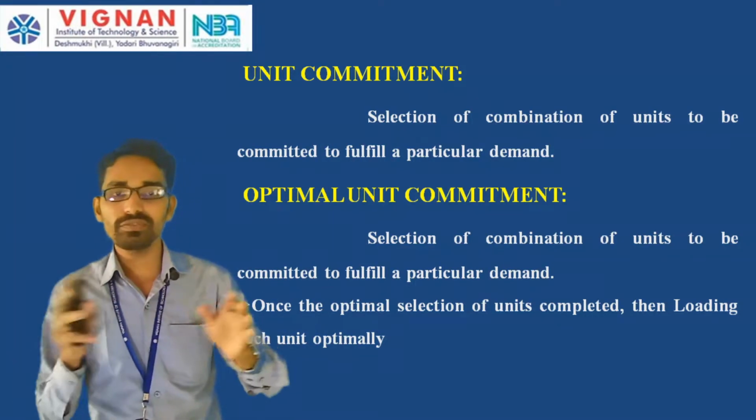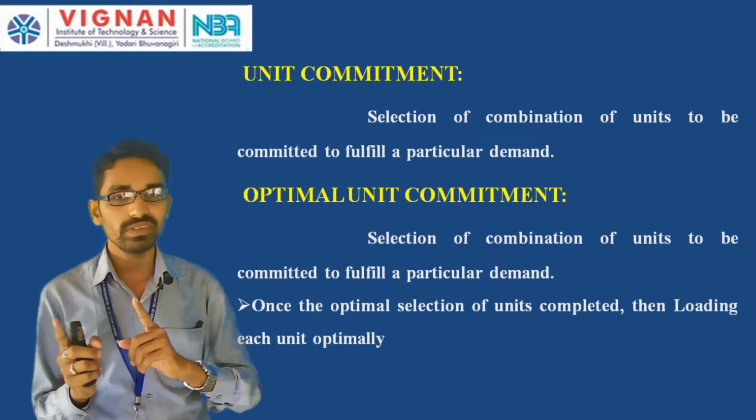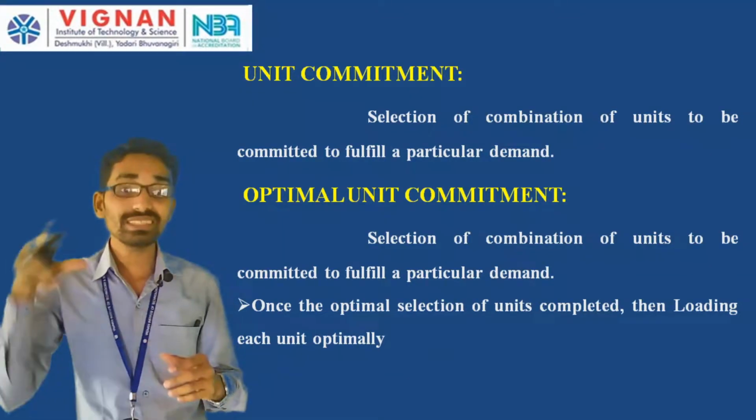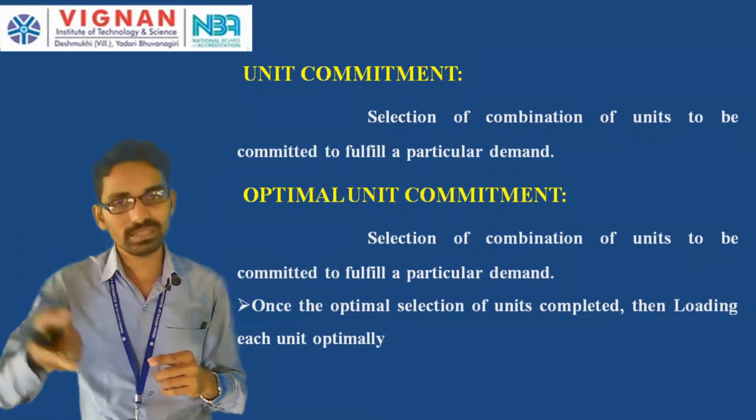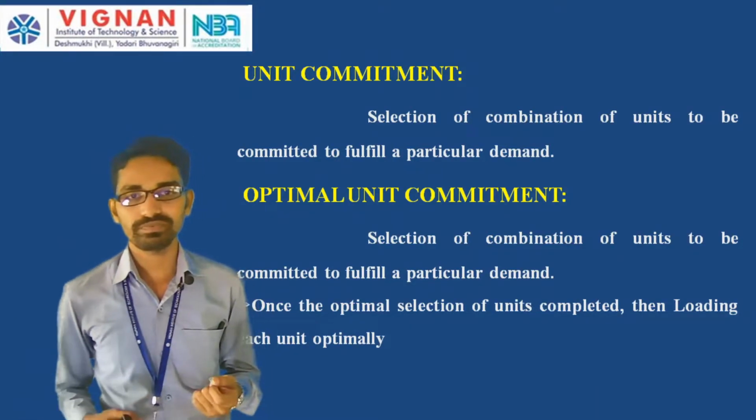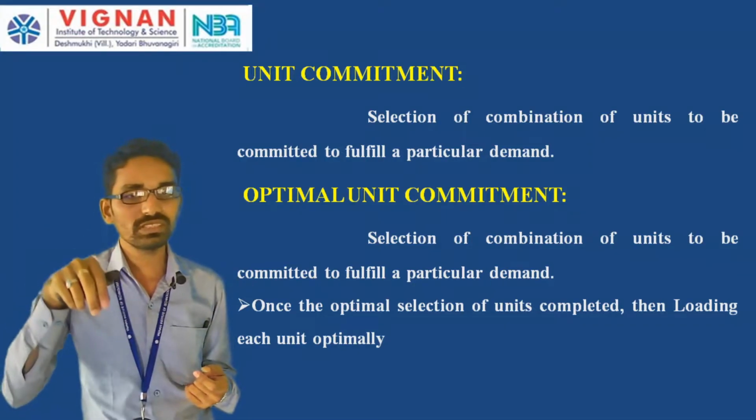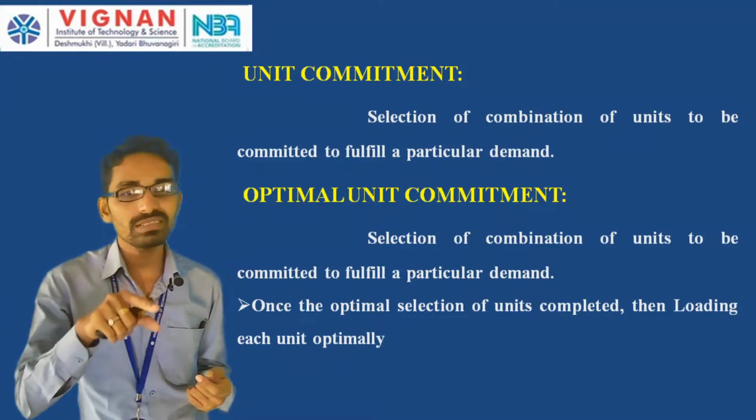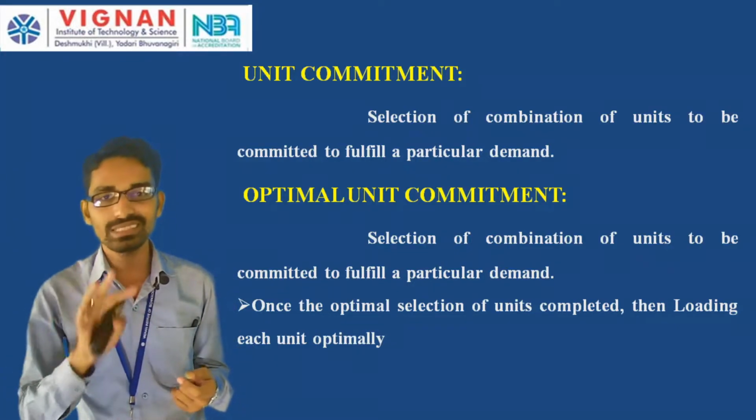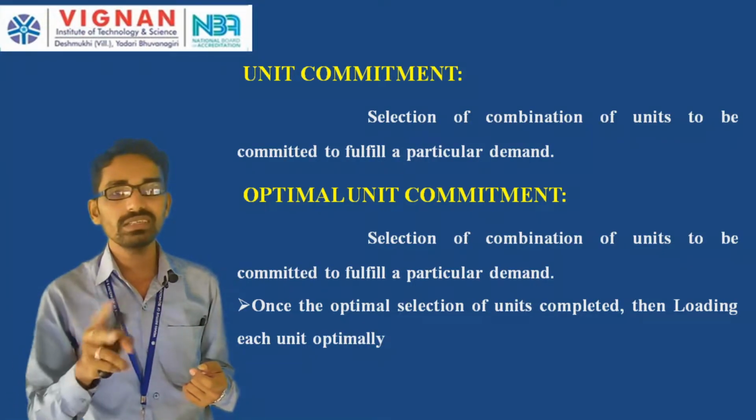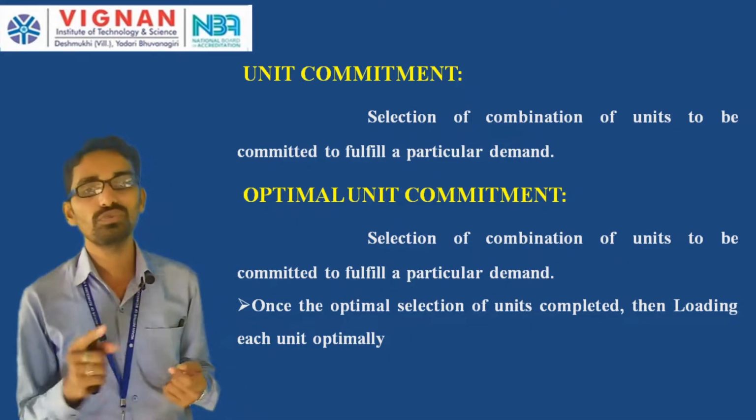After selection of the combination of units, let us consider we have selected units 1 and 3 to meet that 400 megawatts of load. After selecting 1 and 3, among them we are going to distribute the load by using economic load dispatch, which we have already seen in the third unit. By considering the minimum cost of generation, the generating unit with the minimum cost is loaded the maximum, and we distribute the load among those 2 generating units. But unit commitment is nothing but the selection of a combination of units to be committed to fulfill a particular demand.